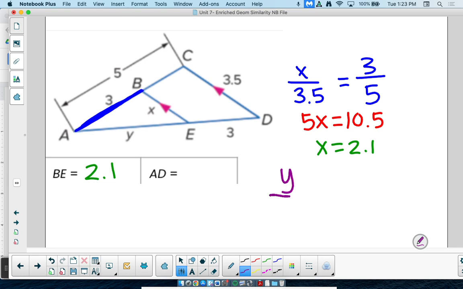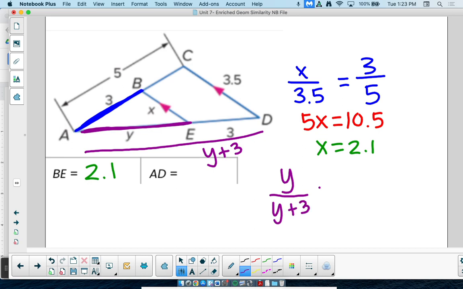What does Y match? This is tricky. This one is 6. No. Y plus 3. Yeah, it matches this whole side, which is what? Y plus 3. Y over Y plus 3. Yep. So remember, you have to match whole sides right now, not parts of sides. Okay, equals 3 over 5. Would it be 5 or 3? Small triangle on top. Small triangle on top. Equals.